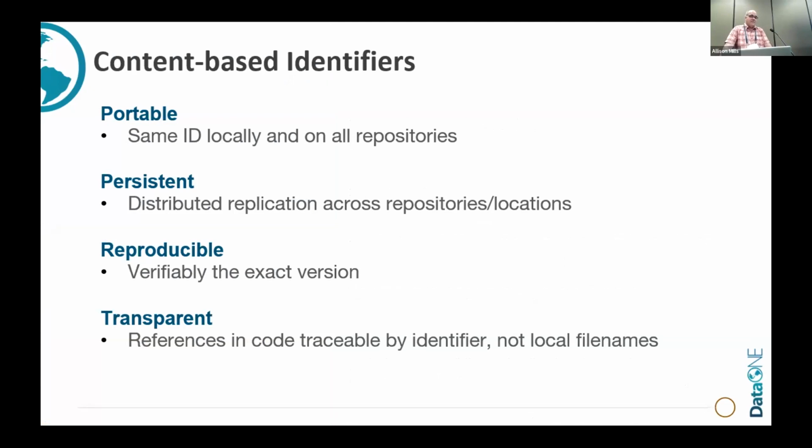We really want to be able to use the same ID on multiple different systems, even before publication. We want to make sure that different repositories and locations will use the same identifier, and that when we get some content from a repository that advertises that it's a certain thing, we make sure that it is actually that thing, because things do change over time. And then transparent in the sense that references to data in code can easily be traced by their identifier to the actual data set that's associated with them.